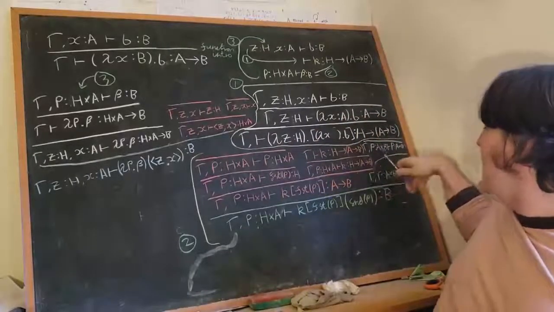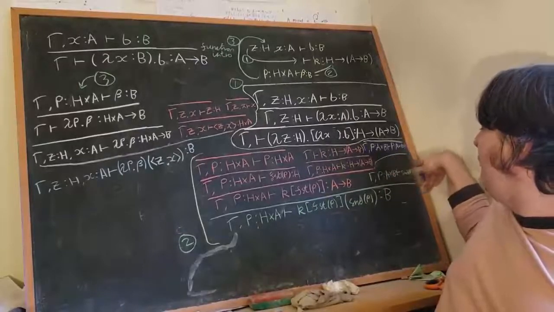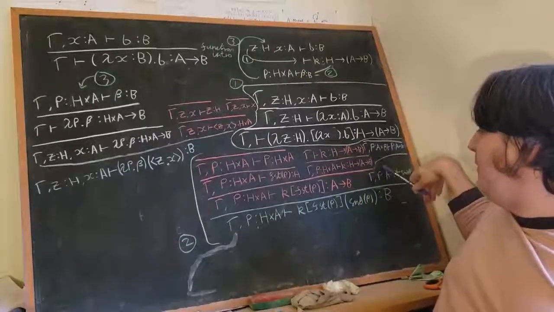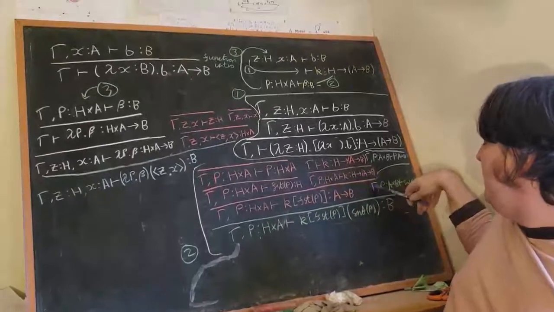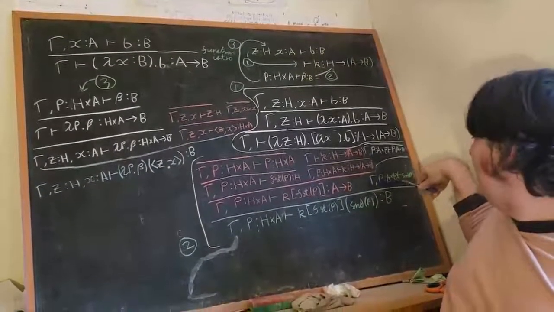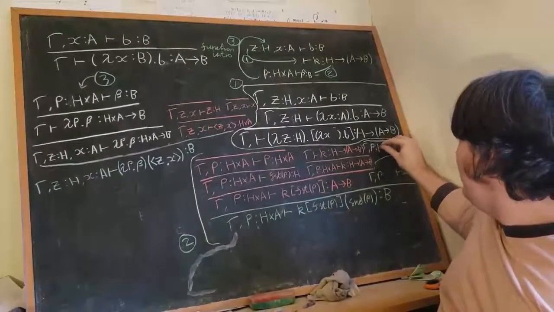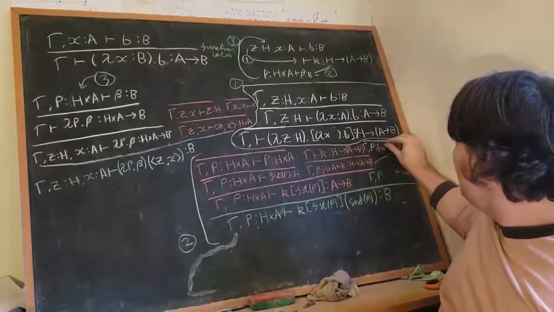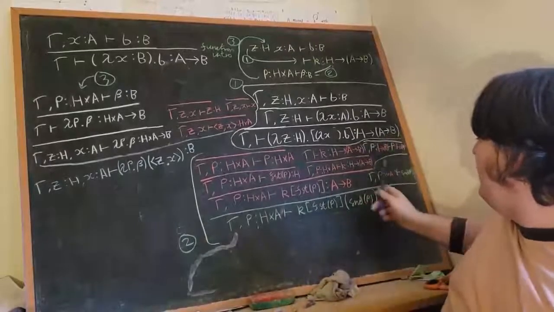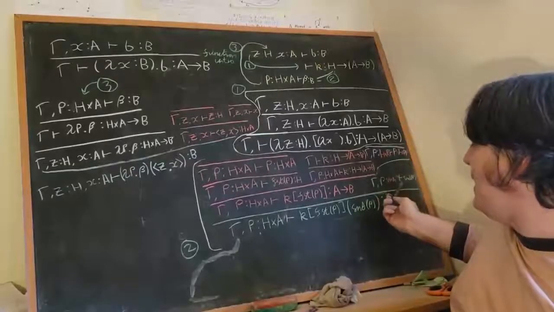And now over here, again, we can introduce this context. And then in a similar way to over here, we can get that given this context gamma and this variable P of type A times B, I made a mistake here. This is supposed to say H times A. So we have this term P of type H times A, and then doing the second projection on it gives us something of type A.